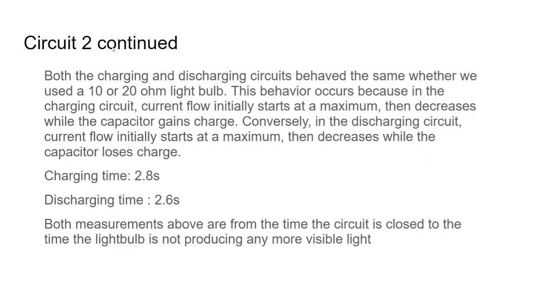Both the charging and discharging circuits behave the same whether we use a 10 or 20 ohm light bulb. This behavior occurred because in the charging circuit, current flow initially starts at the maximum, then decreases as the capacitor gains charge. Conversely, in the discharging circuit, current flow initially starts at the maximum, then decreases while the capacitor loses charge. We got a similar time between the charging circuit and the discharging circuit for the light bulb to fade to 0, and that's likely due to the capacitor either gaining or losing the same amount of charge.